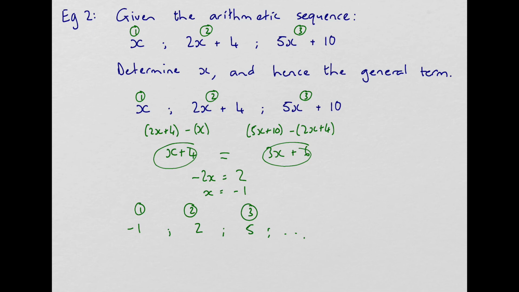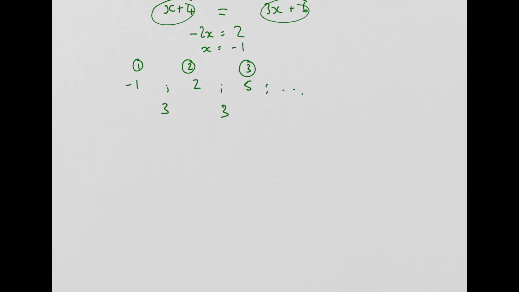From that, we can now see what the common difference is. You could also have worked out the difference from the earlier step, just by substituting x back in. We would get negative 1 plus 4, which is positive 3, and in the other, 3 times negative 1 is negative 3, plus 6 is also positive 3. But if we do it from our numbers, then term 2 minus term 1, so 2 minus negative 1 is 2 plus 1, which is 3. And then 5 minus 2 is also 3. So you now have enough information to work out the general term.